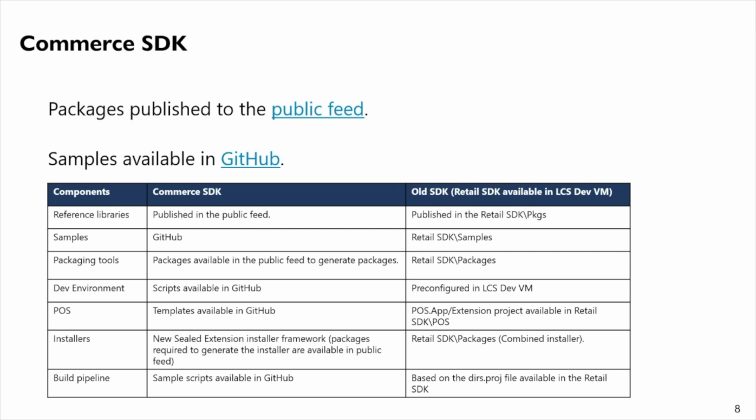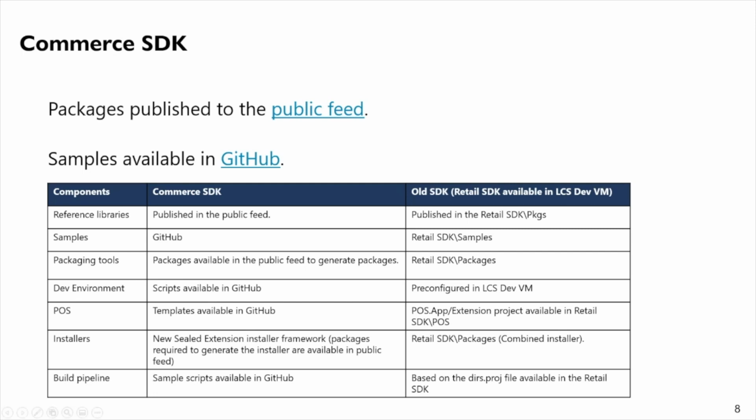Build process where there is a DRS project file, and internally it calls the packaging project to generate the packages. Now it's all separated out. So you can create your own project and then reference which POS project or scale unit project you want to create the installer for, by consuming the right installer package. It will generate the installer for you.